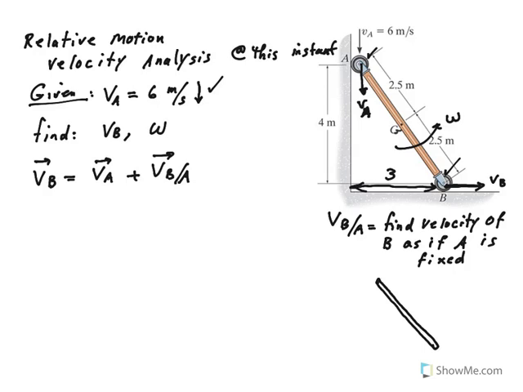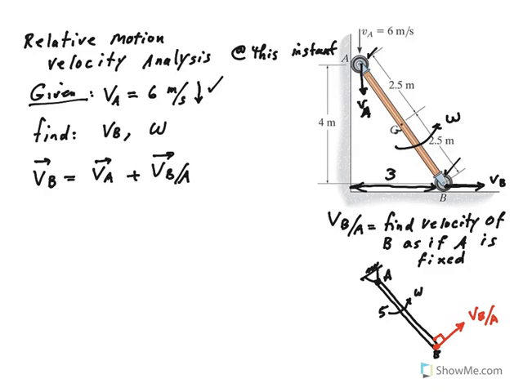If A was fixed, imagine if A was fixed, and this bar was rotating counterclockwise. What would be velocity of B? Velocity of B would be like that, B relative to A, of course. And that would be 90 degrees to the radius. The length of this bar is 5 meters. So remember, A is fixed, and this is point B. So VB slash A becomes R omega.